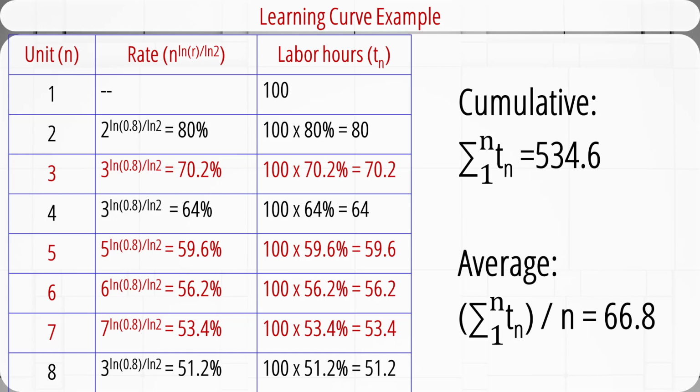After we get the amount of time for each unit, we can calculate the total or cumulative time for manufacturing all the 8 units. We just add them all together, and the result is 534.6 labor hours. We can also calculate the average time for making a unit, which is the total time divided by 8. It gives us 66.8 labor hours per unit. This is greatly reduced from 100 hours if there were no learning improvement.